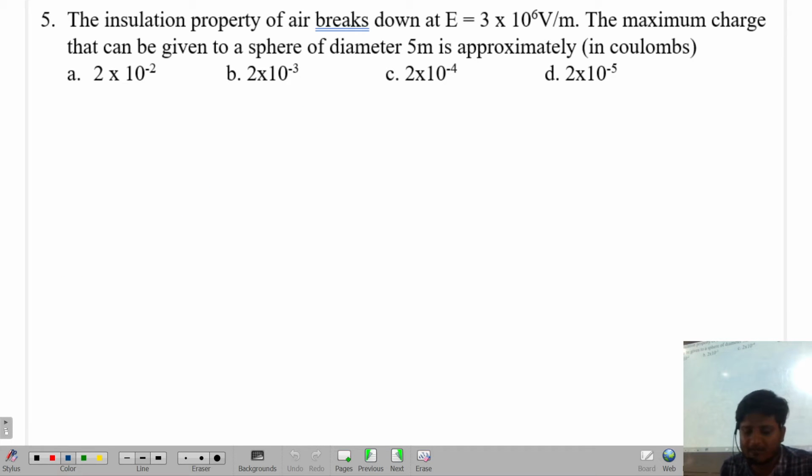Question number 5. What it is saying, the insulation property of air breaks down at E equal to 3 into 10 to the power of 6 volt per meter. The maximum charge that can be given to a sphere of diameter 5 meter is approximately? Have you done this problem or not?